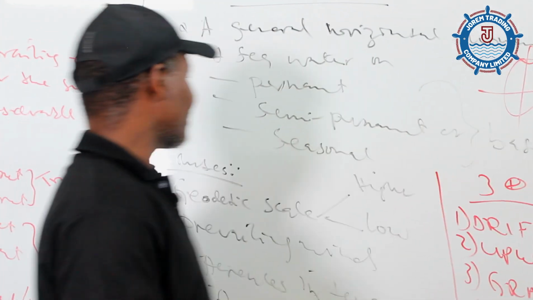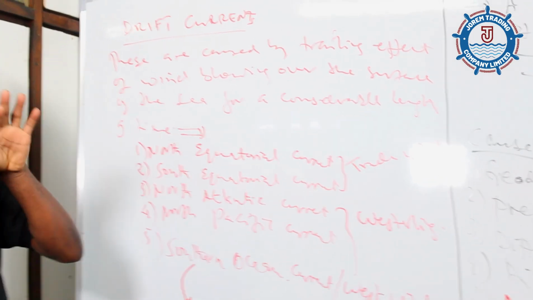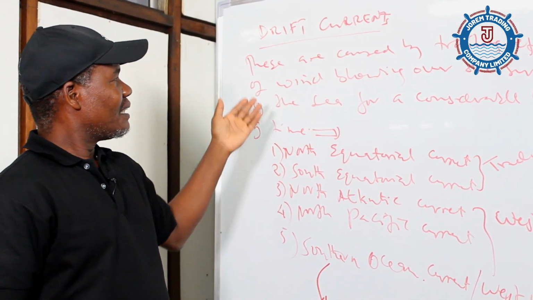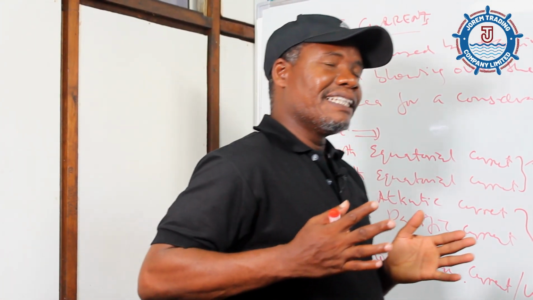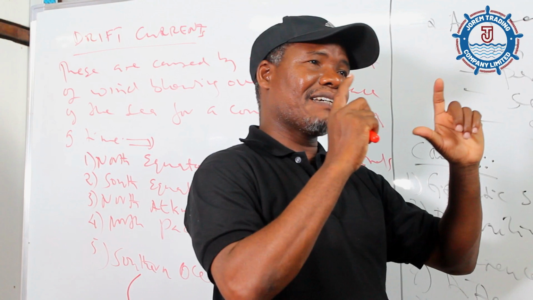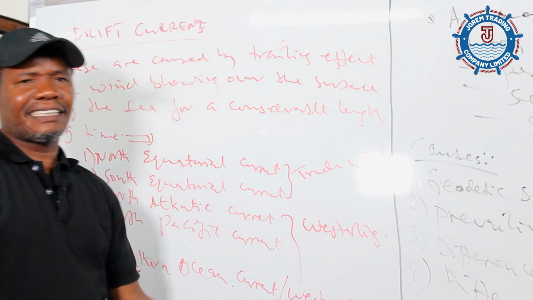So this is the first type. We said drift current, which is caused by the trailing effect of wind blowing over the surface of the sea for a considerable length of time, and of course that water will tend to take the direction of the wind. So the upper surface will be moving in the direction of wind, regardless of the coastline size.